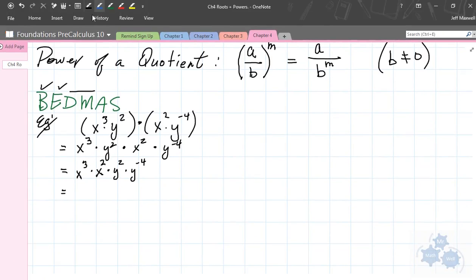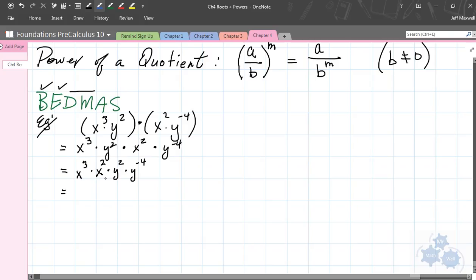But at this point, now you can see that we have a like variable, the same variable, multiplied together. And as well over here, the same base. So the simplification process looks like this. What do we do with these? Add, subtract, multiply, or divide? Which one? Add. Very good. So this is x to the 3 plus 2. And then y over here to the 2 plus negative 4.